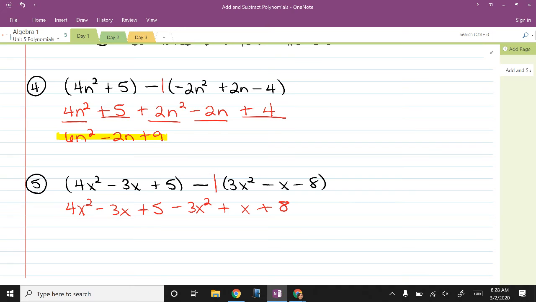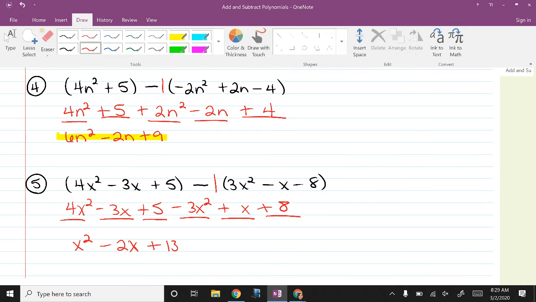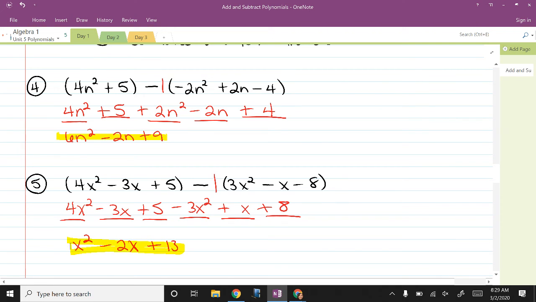So we look for our highest exponent. What is our highest exponent? X squared. So what is 4x squared minus 3x squared? 1x squared, which I'm just going to say x squared. If you put 1x squared, same thing. And then I go to x's. So negative 3x plus 1x is what? And then last is constants. Positive 5 plus 8 is positive 13. So there's my answer. So subtracting is really not that bad either. It's just one extra step. All right. Still not terrible.